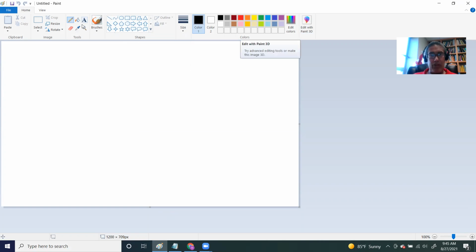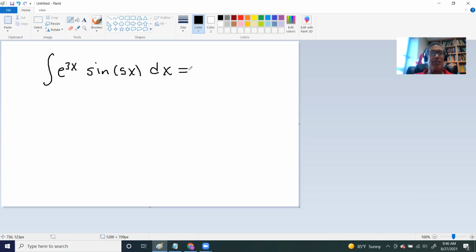Now, this is a typical kind of integral. Suppose you'd like to do this integral here, the integral of e to the 3x sine of 5x dx. This is typically done in calculus classes by integration by parts, but we can use something at our disposal, and we can use Euler's formula.